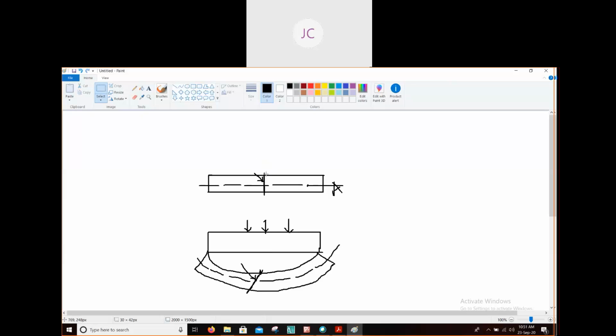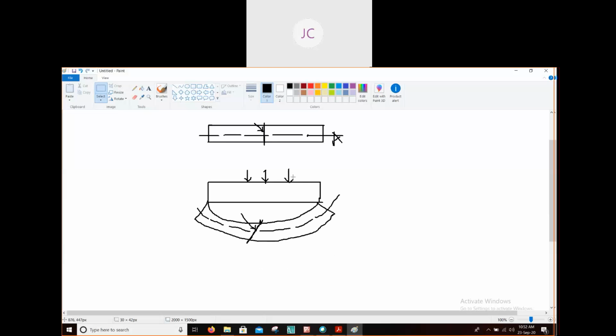I have considered one section normal to the axis. So this is the axis before the bending of the beam. This is a small section of a beam before the bending occurs. Now you start putting the load on the beam.